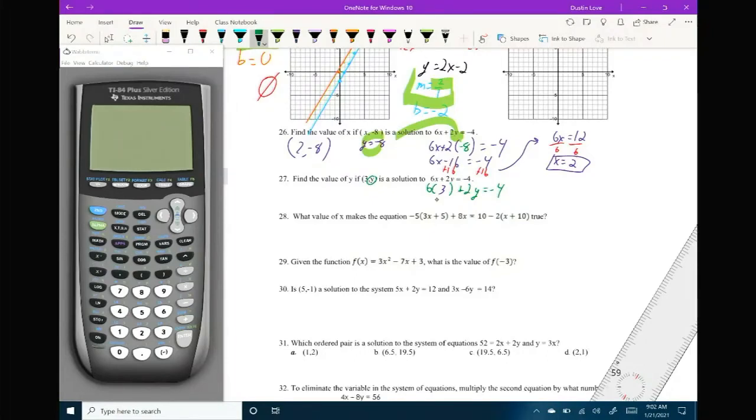So then 6 times 3 is 18 plus 2y equals negative 4. We're going to subtract the 18 on both sides, and that gives me 2y is equal to negative 22. Divide through by 2, and y equals negative 11. So again, (3, negative 11) would be that point.